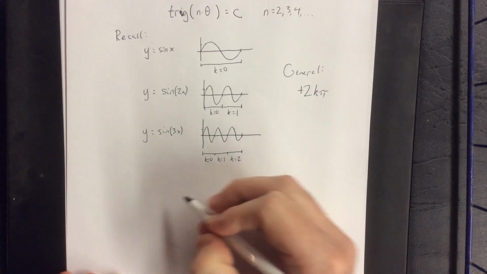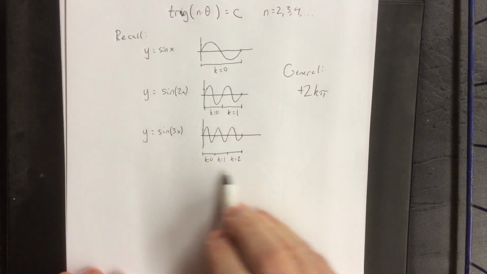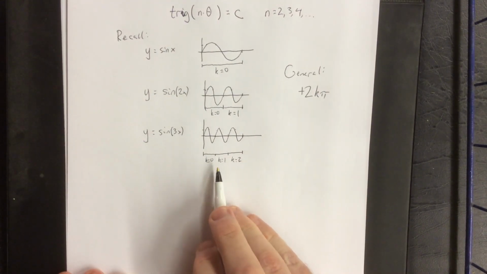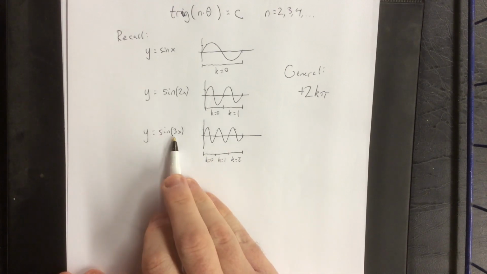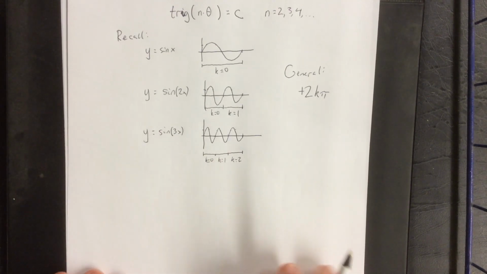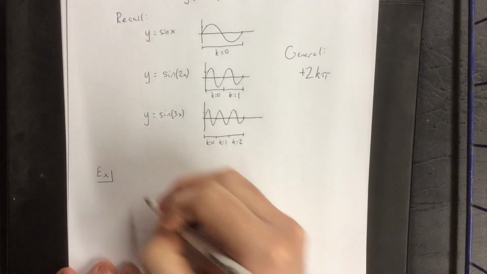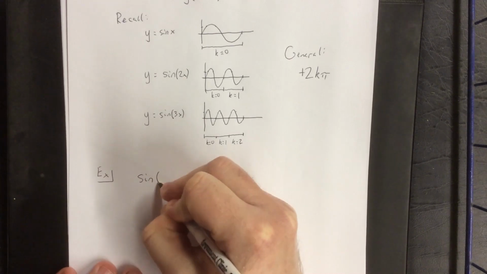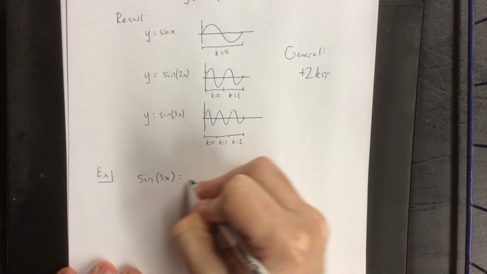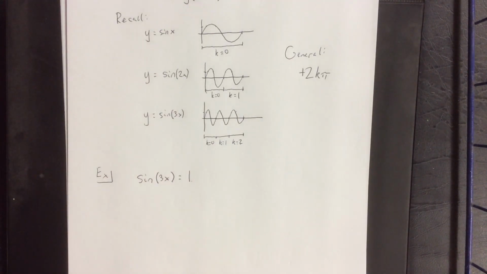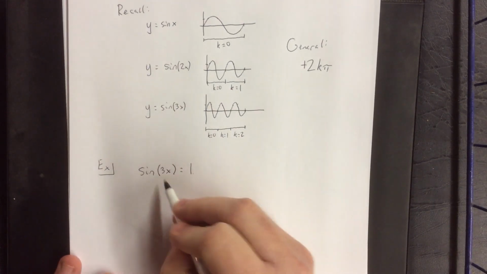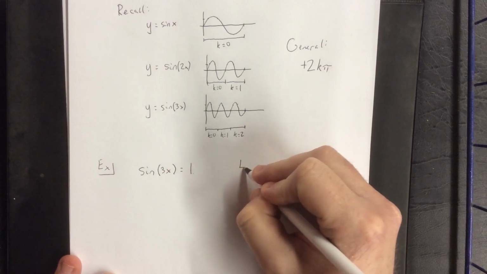Now generally speaking, the values of k that are going to be valid are going to start at 0 and go all the way up to one number before whatever the multiplier is. Just to give you a quick example of this, consider the sine of 3x being equal to positive 1. Now this occurs at only one spot within the unit circle, and that's when the angle is equal to pi over 2. Now our angle in this case is 3x.